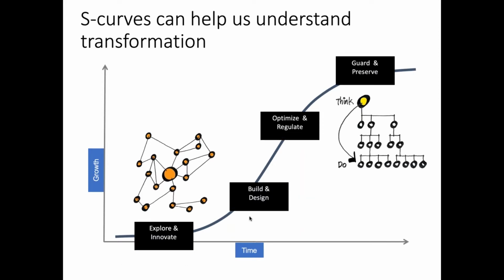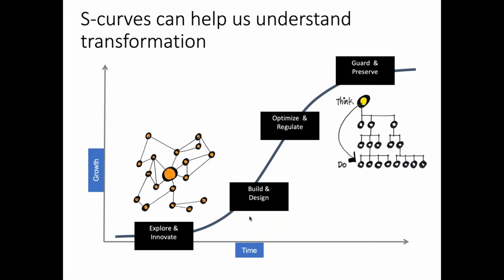When it comes to these S-curves, they start out at a time where we're kind of exploring and innovating. We're figuring out what transformation looks like. We're wondering what the next product we will release into the market is. And then we build and design the thing, right? And then we optimize and regulate it. And then we guard and try to preserve our profit and our value. And the organization kind of evolves from this more network-based thinking and working to this more hierarchical focused working. And those are normal stages.